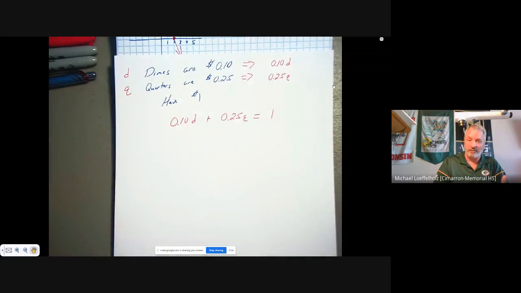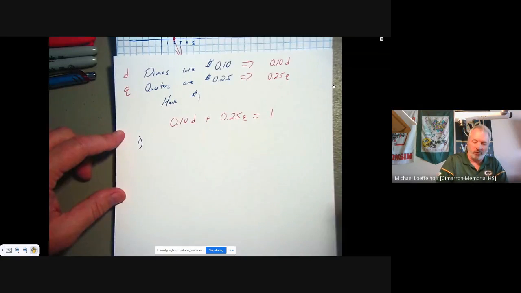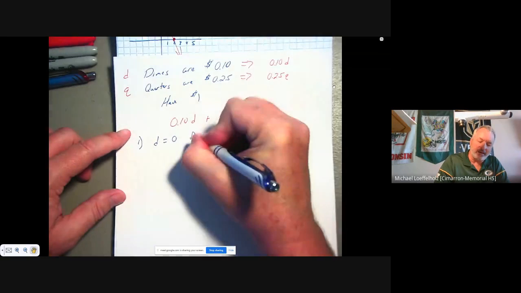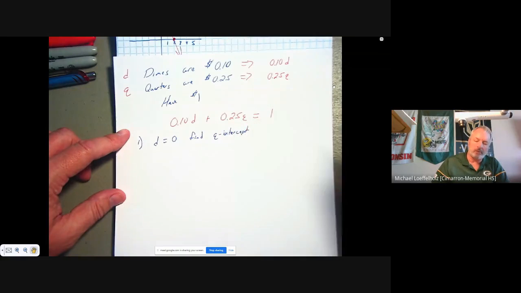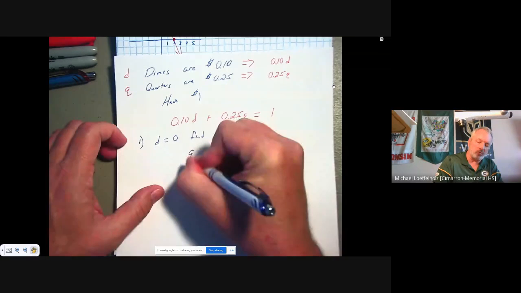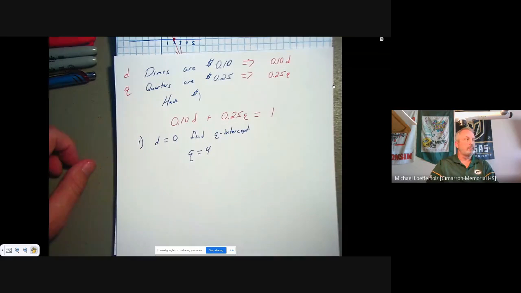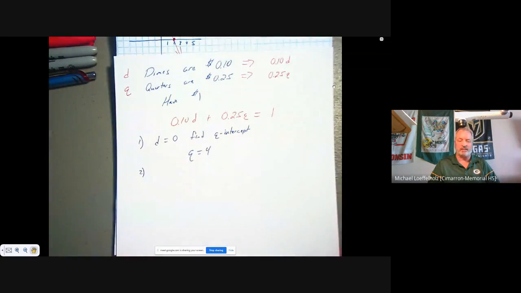So let's look at this. We're going to start graphing, of course. We can start with either D or Q. I'm just going to start with D because it's first. So we're going to set D equal to 0 and find the Q intercept, if you want to call it that. The quarter intercept. If I have no dimes, how many quarters do I have to make $1? I don't even have to do math, right? How many quarters go into $1? Well, it's 4. So Q must be 4. Sometimes just use common sense. We can get that without having to do decimals and all that stuff.